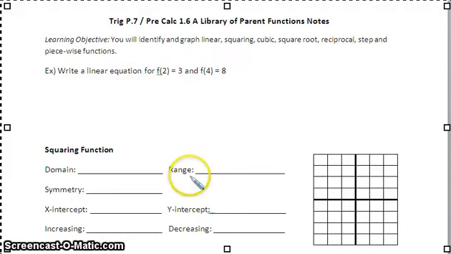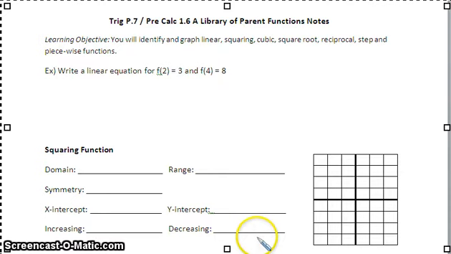This video covers Trig P.7 and Pre-Calc 1.6 notes. The concept for today is going to be graphing functions. We're going to start with just a basic x function, and then we're going to work our way up to the x squared, then x cubed, the square root of x, reciprocal of x, and then something called step and piecewise functions. The goal for you at the end of this video is for you to understand the basic shape of what we're going to call these parent functions.